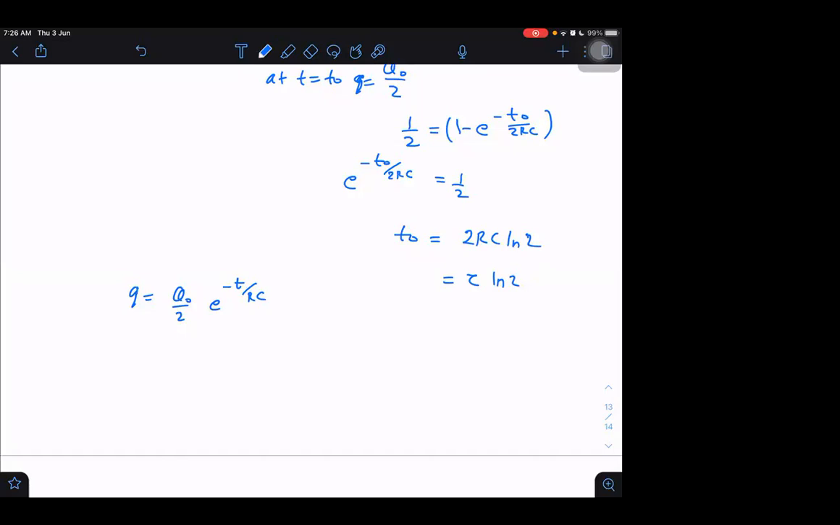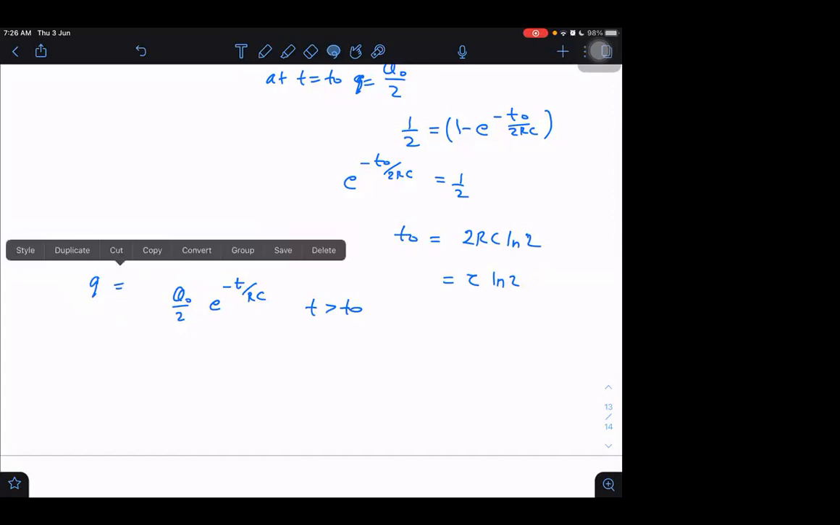Then what do we get finally? We get this, but it is for t greater than t naught. So in general, if I have to write now, I will write it in this way. Q equals... How do we write it in mathematics when such expressions appear? We write it in this way, right?